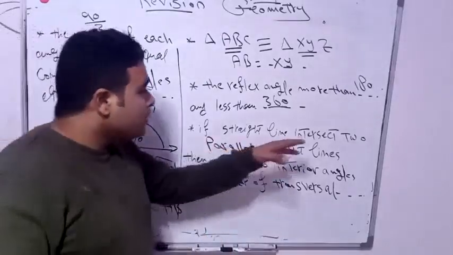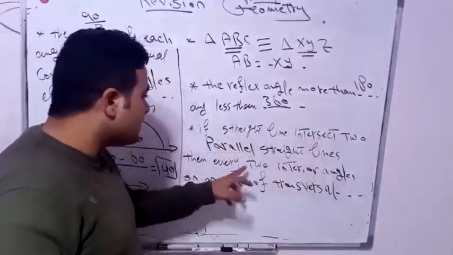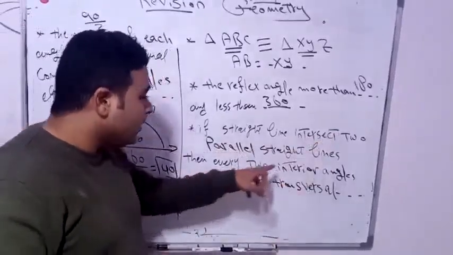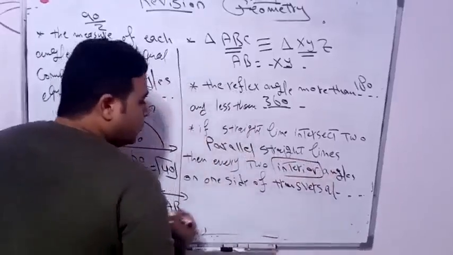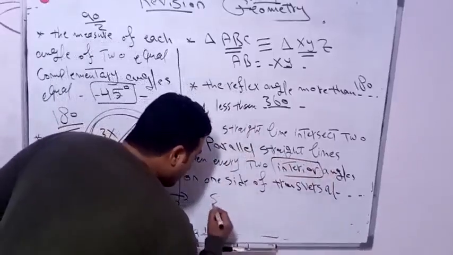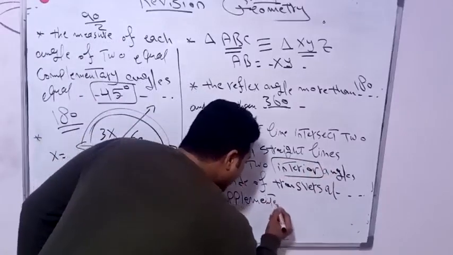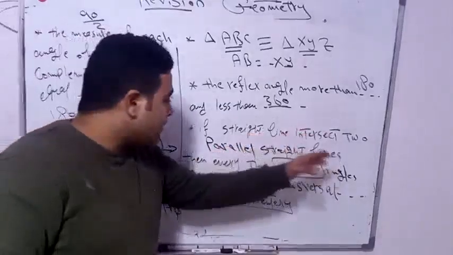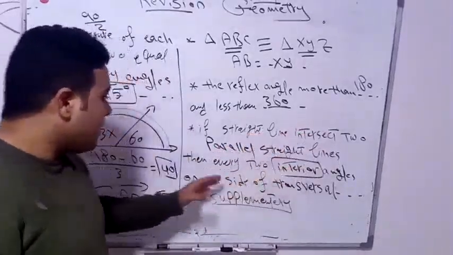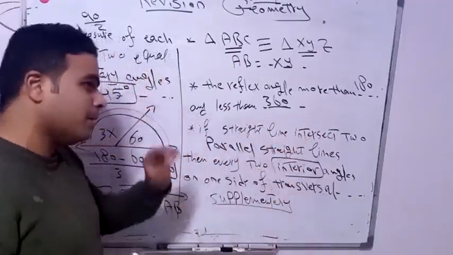If a straight line intersects two parallel straight lines, then every two interior angles on one side of the transversal are supplementary. Again, supplementary. We have here a straight line intersecting two parallel straight lines. Then every two interior angles, so our answer is supplementary.